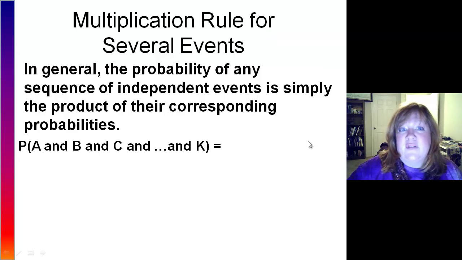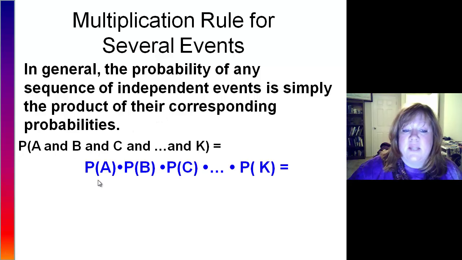How about several events? Now this is pretty easy. In general, the probability of any sequence of, here's that word again, independent events is simply the product of their corresponding probabilities. So we have the probability of A and B and C and so on. We're just going to take the probability of A times the probability of B times P of C and so on all the way down the line and multiply them all together.